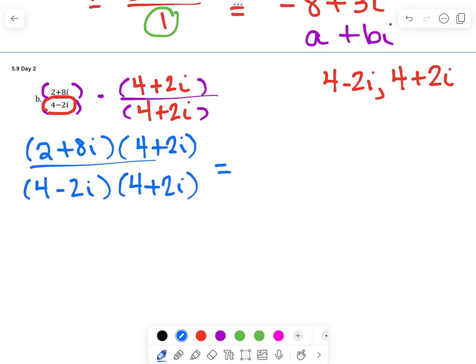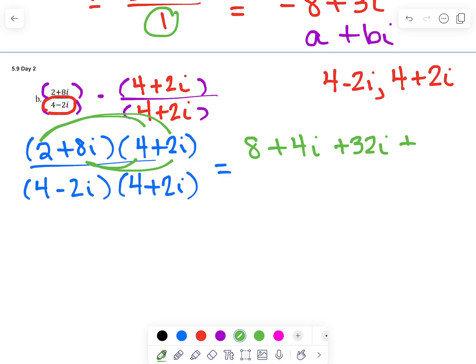Just like in our previous lesson, we need to multiply the complex numbers together. So we're using the distributive property, and we nickname that the FOIL method: first, outside, inside, last. So 2 times 4 is 8. 2 times 2i, 4i. 8i times 4, 32i. 8i times 2i is 16i squared.